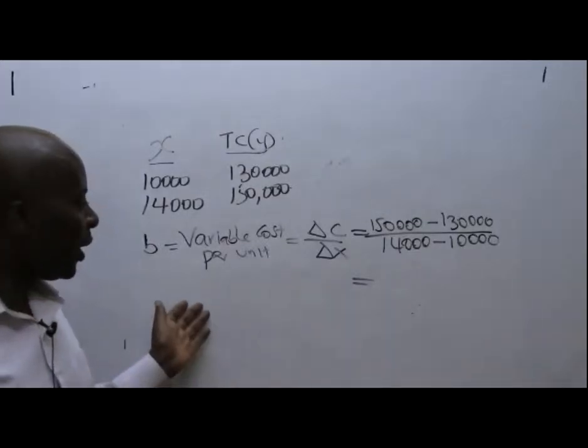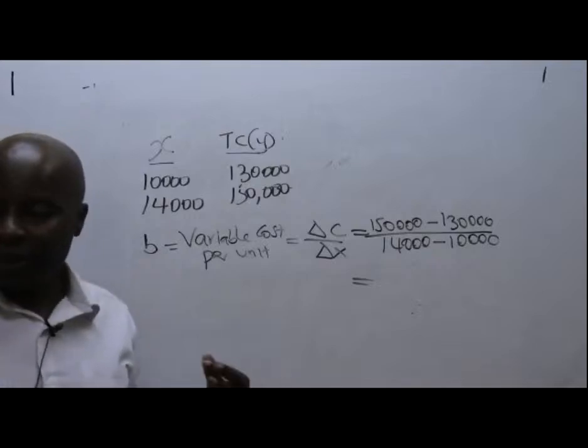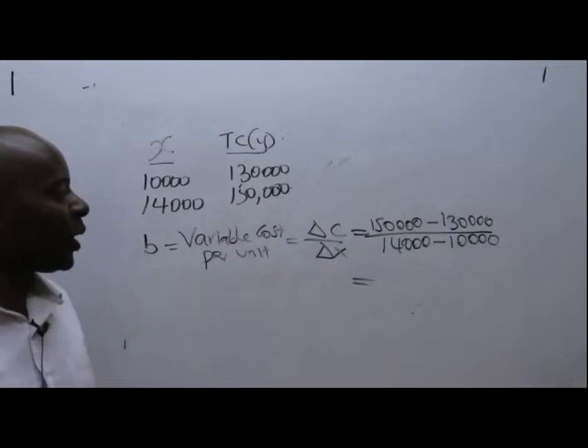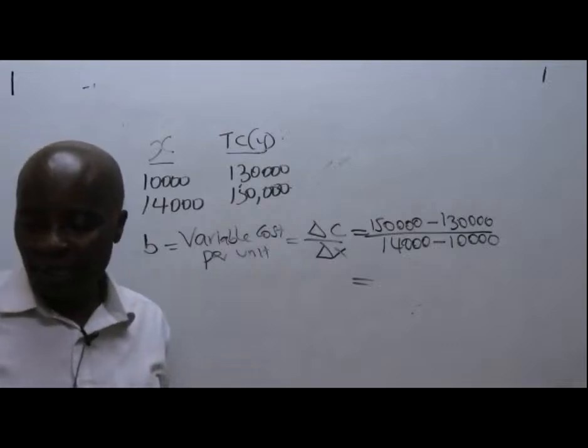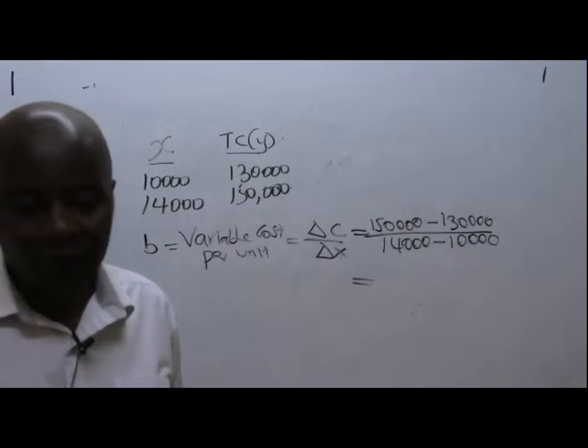Remember, b is the gradient. You remember our straight lines concept. b is the gradient, so once I have the gradient, I'll be able to talk about variable cost per unit. Please give me an answer. I can see answers here. 5. Thank you very much.